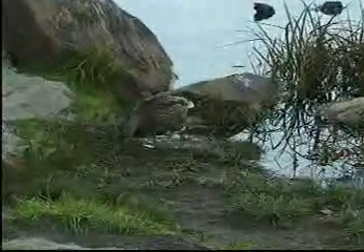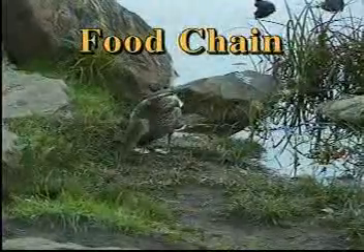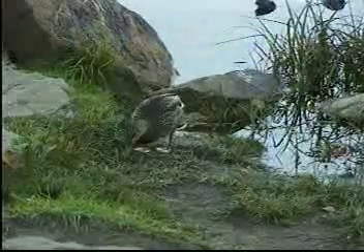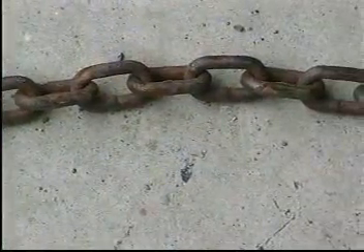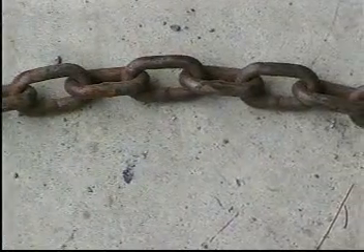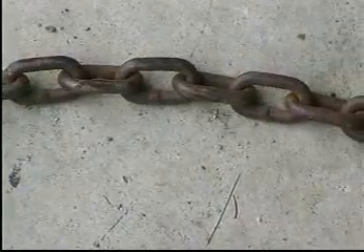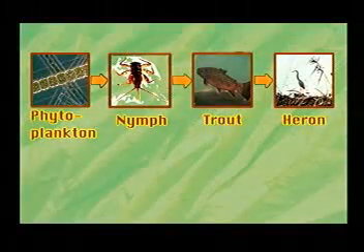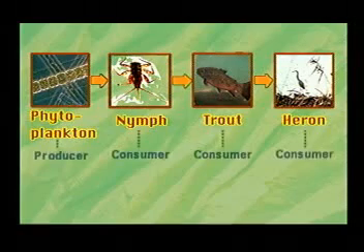A food chain illustrates the feeding relationships and transfer of energy between organisms in a specific place. The reason it is called a food chain is because each organism is linked to the other, as in a chain. The feeding relationships that we just discussed form a food chain that looks like this, with phytoplankton being eaten by a nymph, which is also eaten by a trout, which is then eaten by a heron.